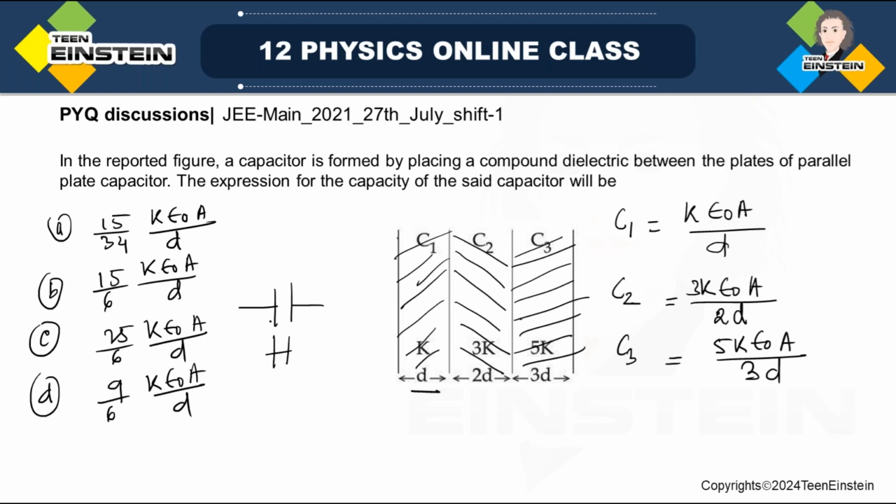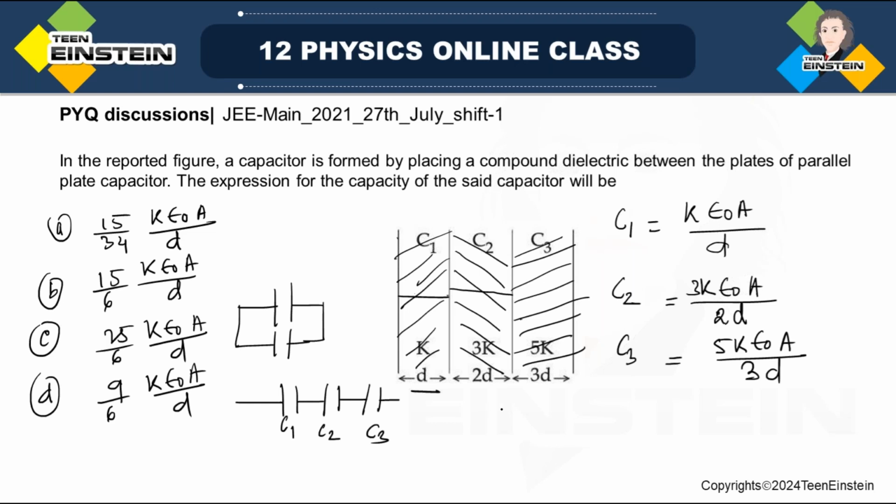In case of parallel combination, potential difference across each will be the same. But in case of series combination, potential difference across each capacitor will be different. Now look what type of combination we are getting here. Can you say the potential difference between these two plates is same as the potential difference between these two plates? Answer is no. Then what type of combination is this? This is actually series combination, C1, C2 and C3.